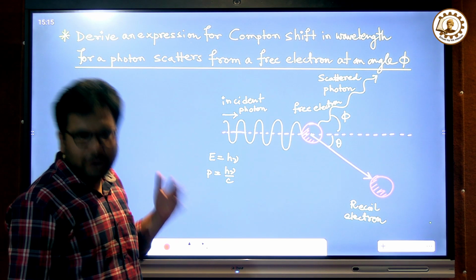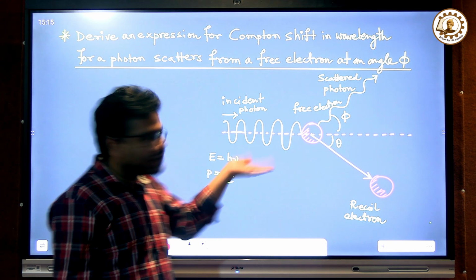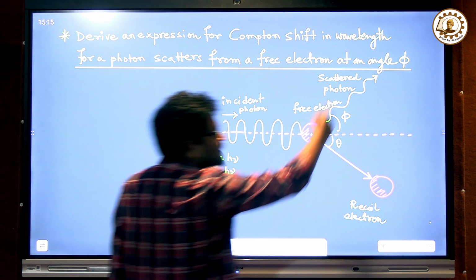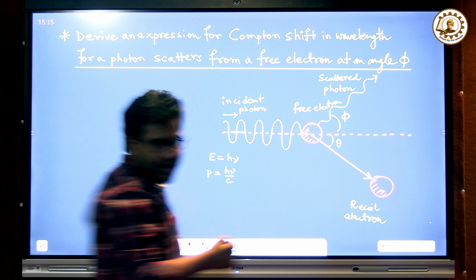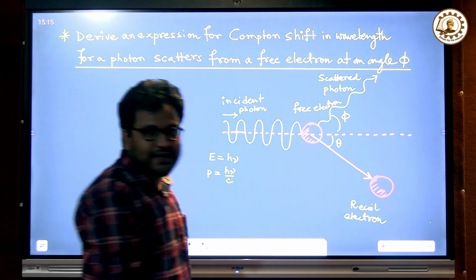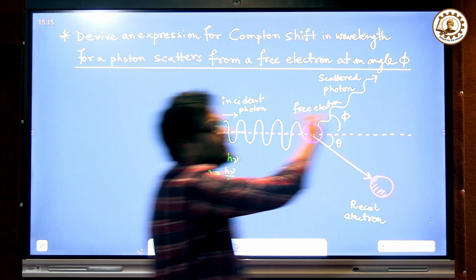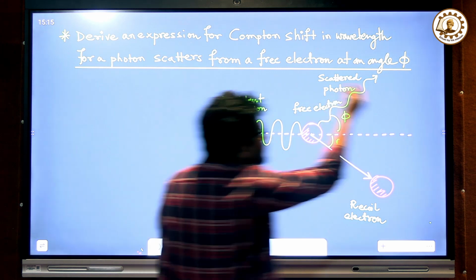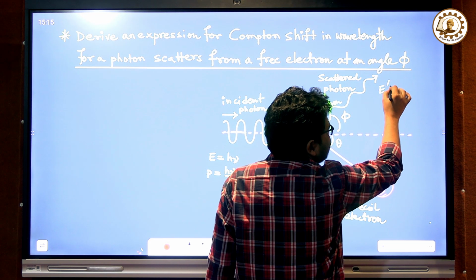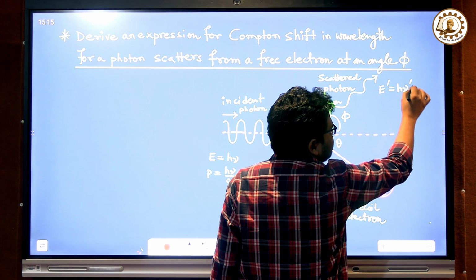After the collision, this incoming photon will hand over some of its energy to this electron at rest, and thereby the photon will be scattered away at an angle phi with some lower energy compared to the energy of this incident photon. So what will be the energy of this scattered photon? The energy of the scattered photon, I assume, is E prime, that is equal to h nu prime.